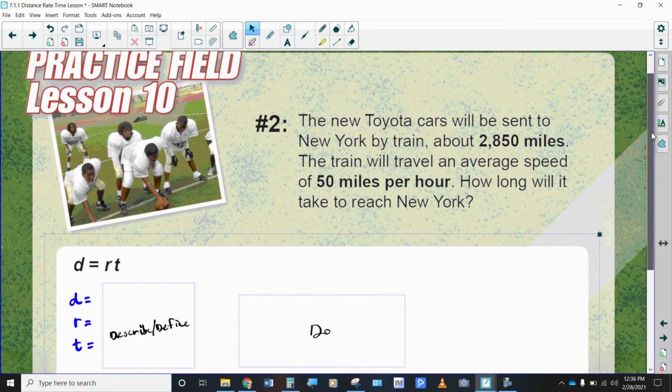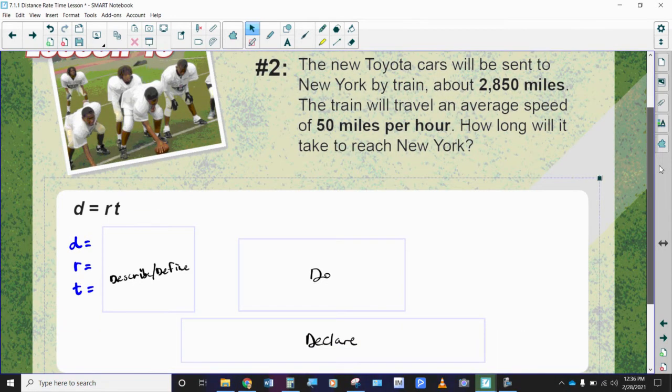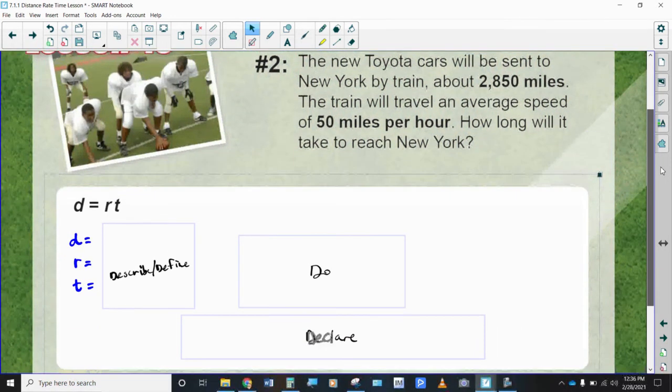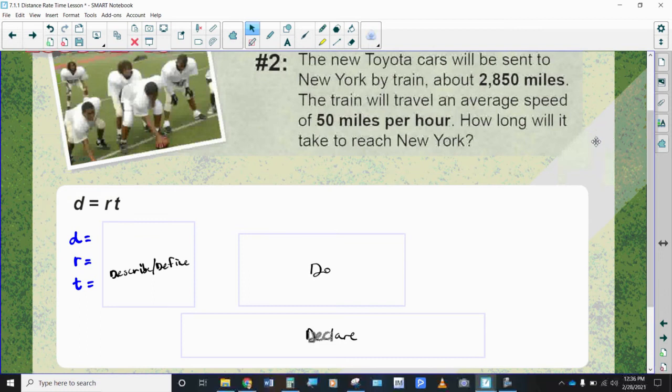New Toyota cars will be sent to New York by train about 2,850 miles. The train will travel at an average speed of 50 miles per hour. How long will it take for this train to get to New York?